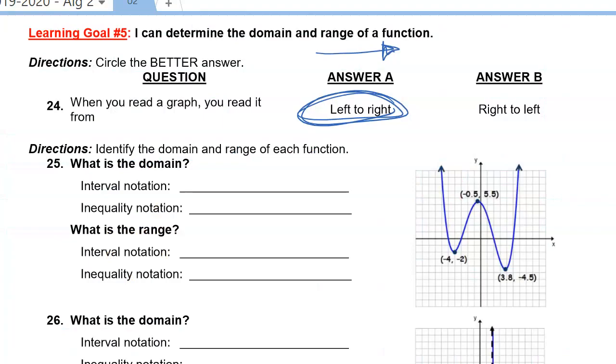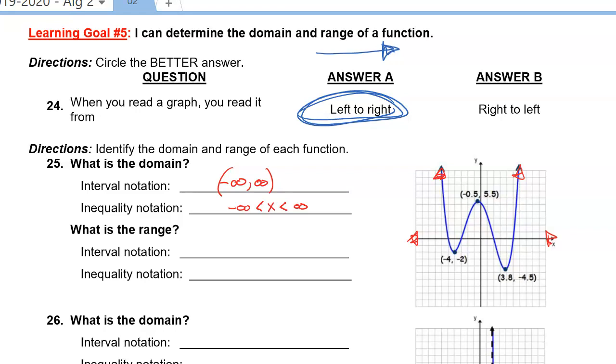Looking at our graph, look how far left this graph goes. We see that there's an arrow, which means it goes forever towards negative infinity, and we see this arrow going up and also over, which means it goes to positive infinity, which means the domain is negative infinity to positive infinity in interval and inequality notation.